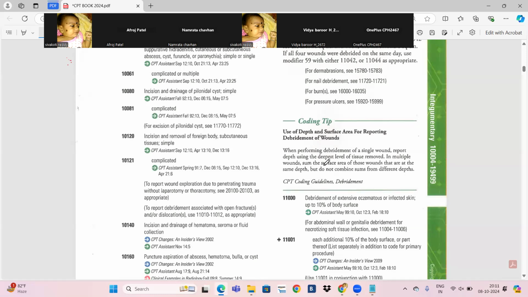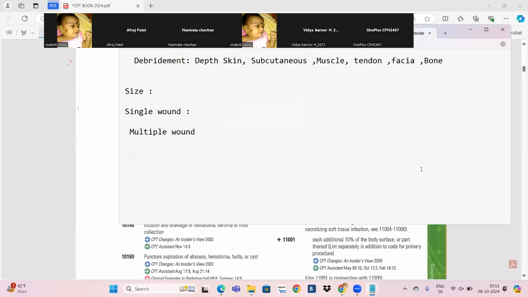Then in multiple wounds, sum the surface area of those wounds that are at the same depth, but do not combine sums from different depths. Which means if a single wound has multiple depths, code the deepest level. So here the patient had debridement on the left hand, muscle level, tendon level, bone level. How will we code the scenario? Options: code bone level debridement, code muscle level debridement, code tendon level debridement, code all three separately. What is the exact answer? Bone level only. Code bone level debridement.